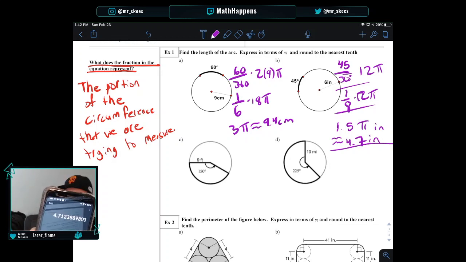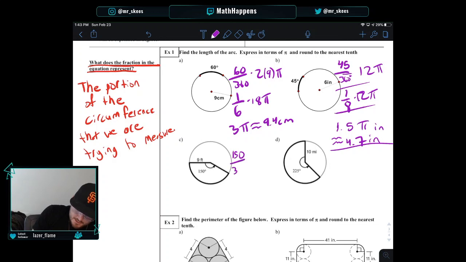I don't know if you can see that very well because I'm a tiny webcam in the corner. I don't know how big this is on the projector. 4.7. So boom, you can just plug the whole thing in. How about the one to the left there? 60 divided by 360 times 2 times 9 times pi. Boom. 9.4. Just like I said.